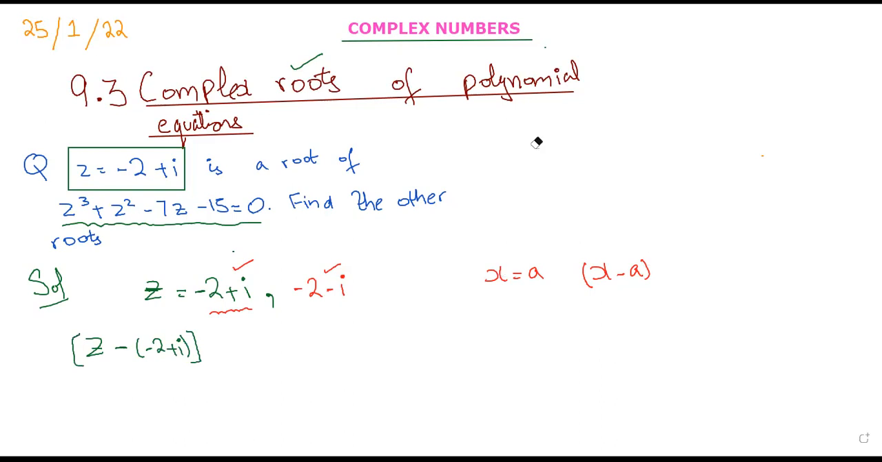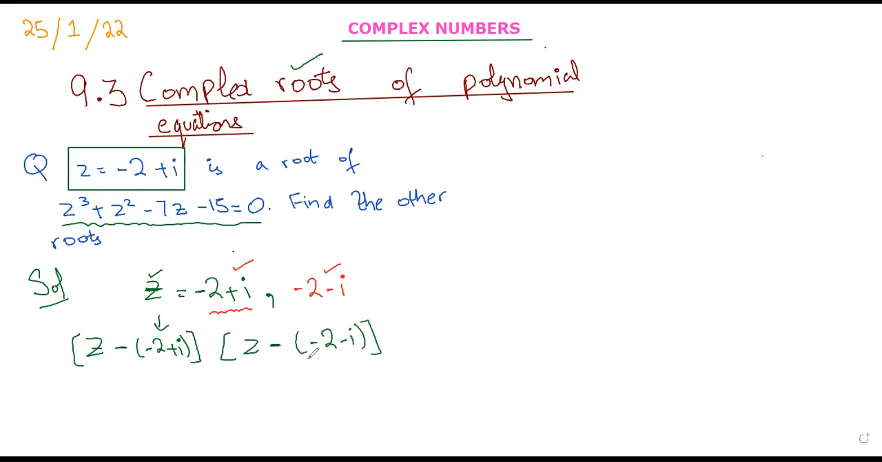Yes. What do we do? Z minus the root. And the other one is again z minus the root. Okay, right. So we got two roots already, and we are interested in finding out the last one now.